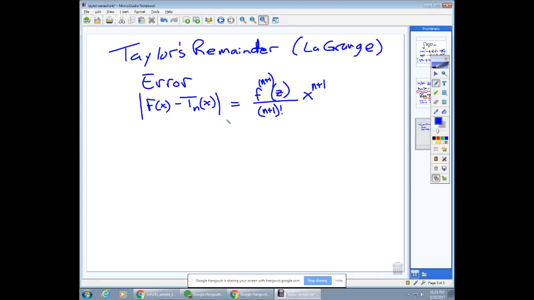Now, the magic number z is generally a problem, so what we say instead is, well, it's going to be less than or equal to some max value, M, times x to the n plus 1 over n plus 1 factorial. And remember, because x can be any number here, we better put absolute values around everything to be safe.